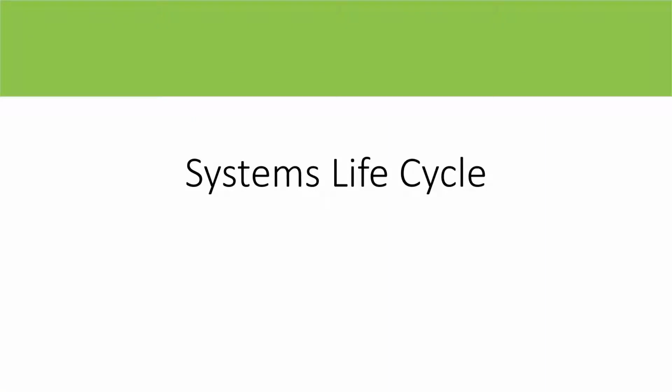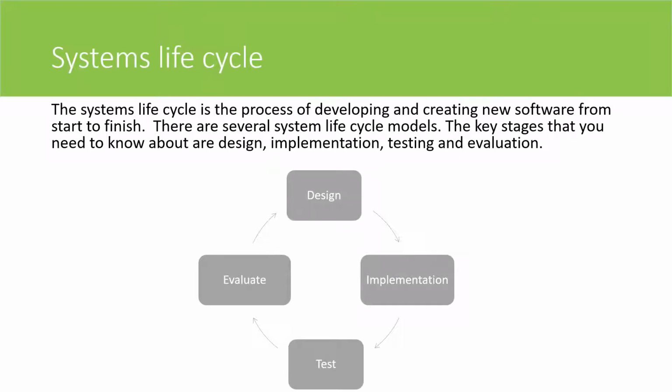Systems life cycle. The systems life cycle is the process of developing and creating new software from start to finish. There are several system life cycle models. The key stages that you need to know about for the computing project are design, implementation, testing, and evaluation.